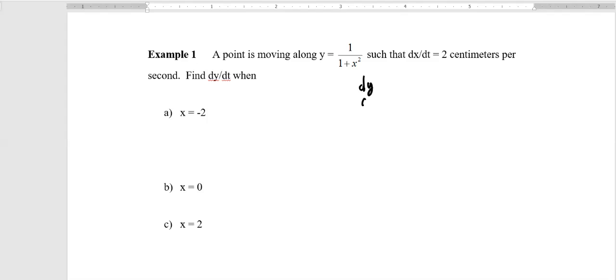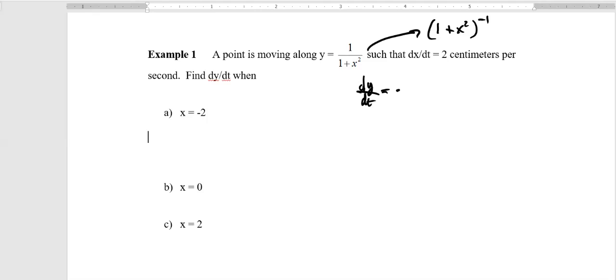dy/dt equals, now before I start my derivative, I'm going to view this as 1 plus x squared to the -1. The only time I do this is if I have a constant in the numerator, then I will convert to this form with a -1 exponent before I do my differentiation. If the numerator is variable, then I usually will not do this. But since it is a constant, I'm going to do that first.